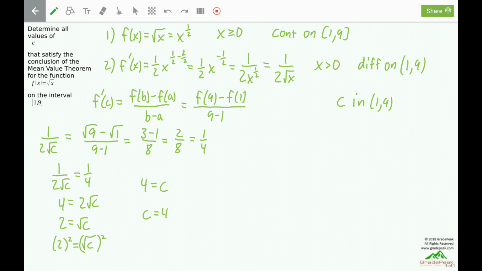We only want to keep those c values that are in the open interval between 1 and 9. We're guaranteed at least 1, maybe more. We ended up with only 1 value here, but it's in the interval. And therefore, c equals 4 is the value of c that satisfies the conclusion of the mean value theorem.